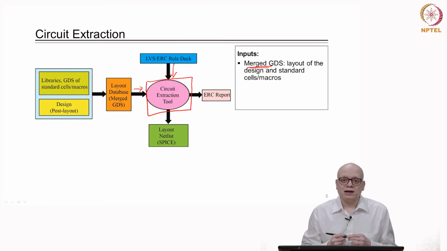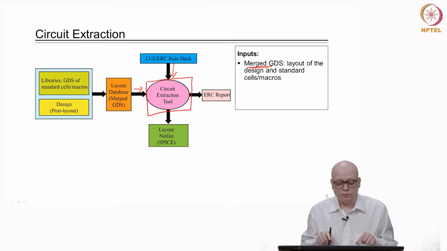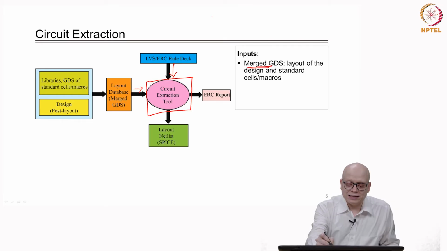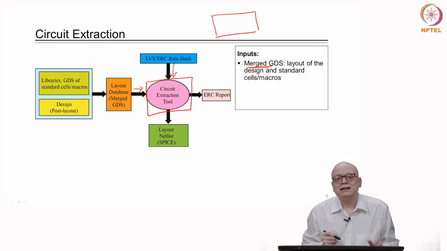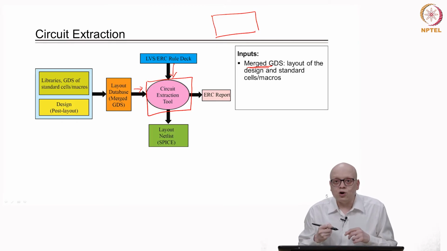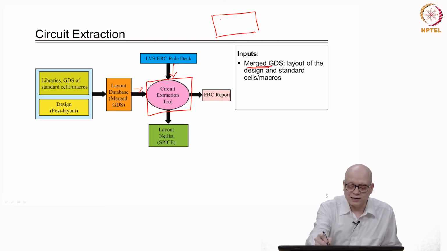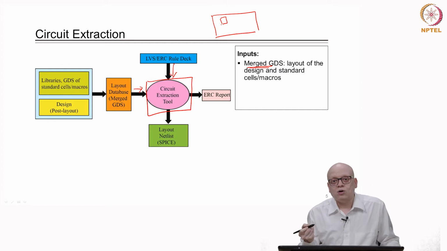Once we created our design and carried out the detailed routing, our layout was created. In the layout, at this stage, we have an abstract view of the cells. For example, an inverter or an AND gate, these are the standard cells.